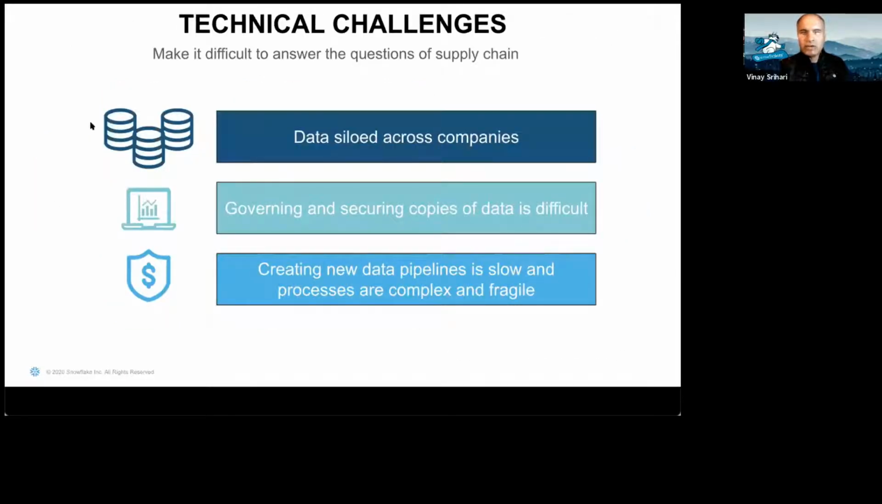In terms of technical challenges, we can really distill this down to three. The first one is that data is siloed across companies. Governing and securing those copies of data is extremely difficult. And we have data pipelines that are slow, and processes that are complex and fragile, and all of this is getting exacerbated by the scale of data.